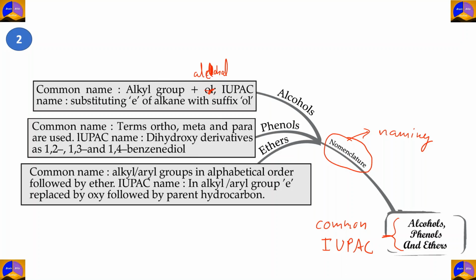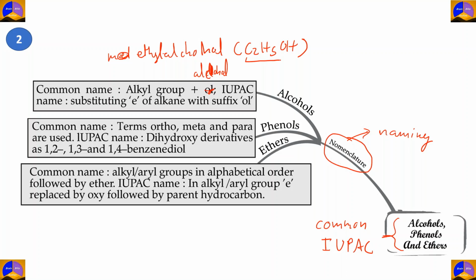It's alcohol. So an example for this would be ethyl alcohol, which is C2H5OH. However, for the same compound, the IUPAC name would be gained by substituting the E of the alkane present in the compound with the suffix OL.